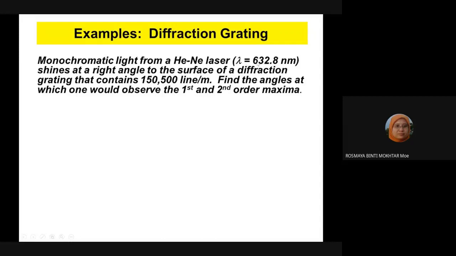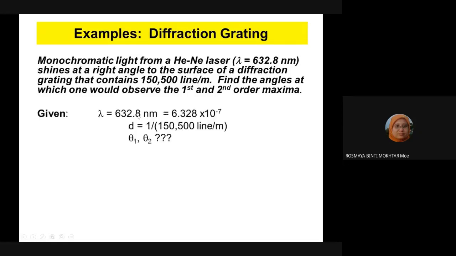So the wavelength is given, 632.8 nanometer, shines at a right angle to the surface of a diffraction grating that contains 150,500 lines per meter. So find the angles at which one could observe the first and second order maxima. Okay, so this is given in the question.